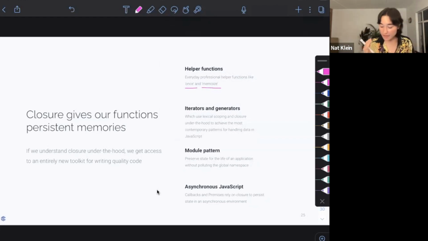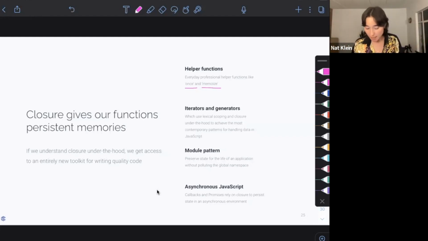It's a crucial part of iterators and generators. Iterators and generators are very powerful. I encourage you to look those up on MDN and snoop into what those are about. It also powers something called the module pattern, which is a design pattern that we learn about at Codesmith, and that is used across the engineering world, that allows us to preserve state or data in an application. In some cases to preserve privacy, in other cases just not to overcrowd or pollute the global memory or global namespace.